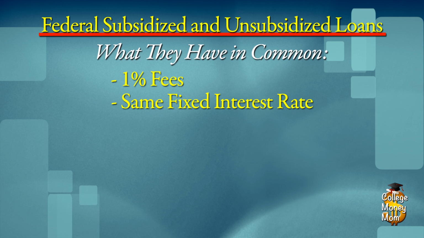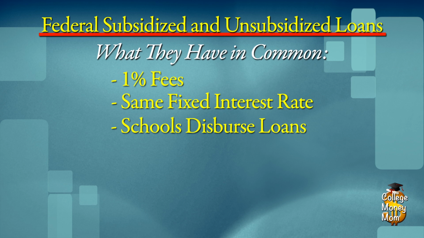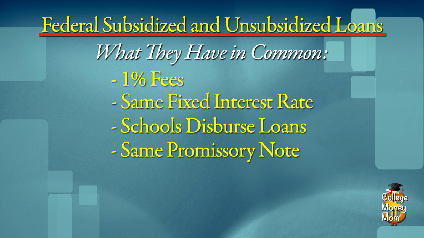The interest rate for each type of loan is the same and is fixed for the life of the loan. Both loan programs put the schools in charge of dispersing the funds. Most schools disperse the loan money in two equal parts, each at the beginning of a semester. Both loans require that the borrower sign the same promissory note, which spells out the borrower's responsibility to repay their loans. Students may be eligible to borrow new loans under the same promissory note each school year.